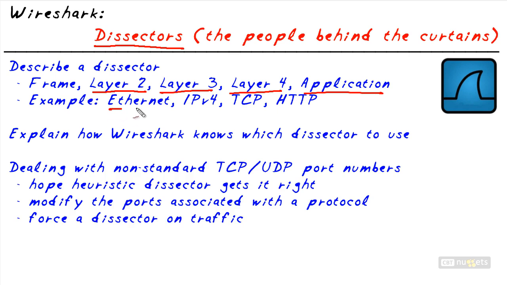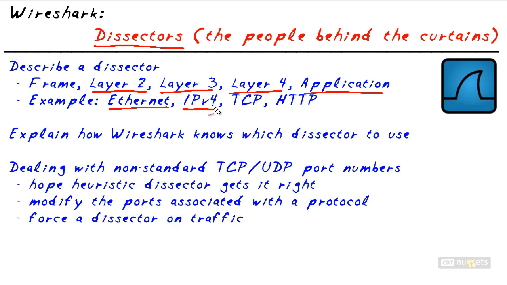For example, we might have an Ethernet dissector which says, okay, here's the layer 2 frame, here's the source address, here's the destination address, and here's the next protocol that we're going to hand it to. So that's the Ethernet dissector doing its job for us. And that, my friend, gives us the opportunity to see what's really happening at layer 2 to do the protocol analysis that we want to.